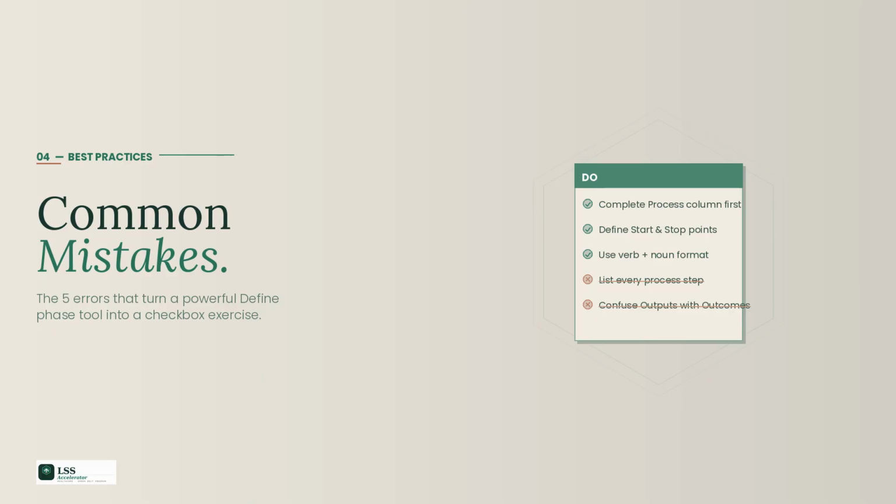Mistake 2. Confusing outputs with outcomes. The output is what the process produces. The outcome is what happens as a result. A completed discharge summary is an output. A patient who was discharged within the target time window is an outcome. Know the difference. It will matter when you set your project goals.